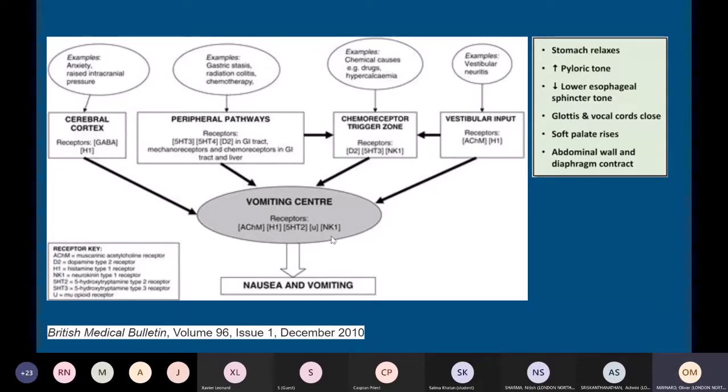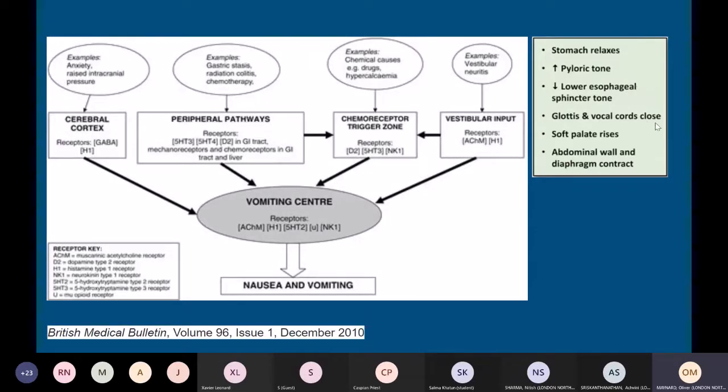Lots of different transmitters are used to stimulate the vomiting center, which is why there's lots of different types of antiemetics and lots of different mechanisms of action. But if the threshold is met for a patient to vomit, they'll go through these physiological changes in turn. So there has to be an increase in the pyloric tone to stop anterograde flow of stomach contents, and a reduction in the tone of the lower esophageal sphincter.